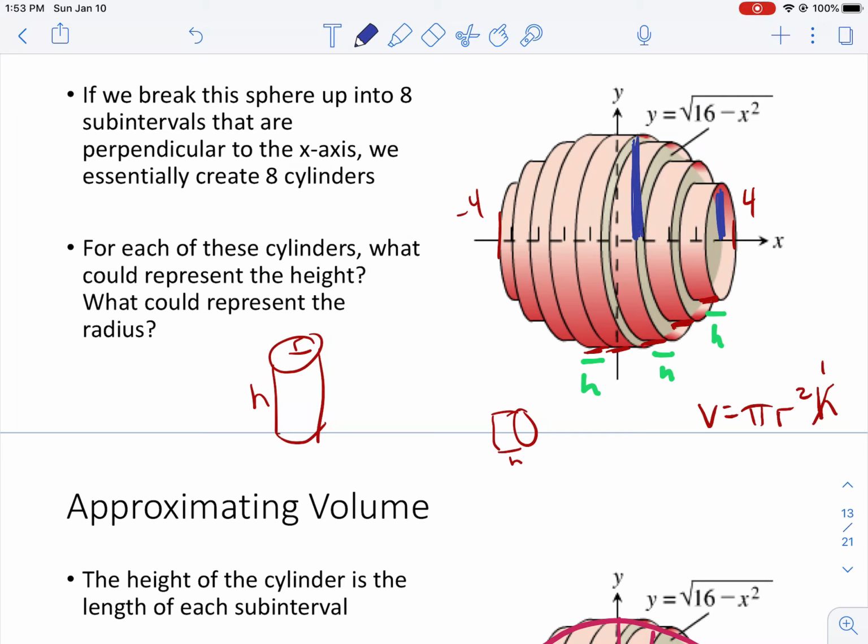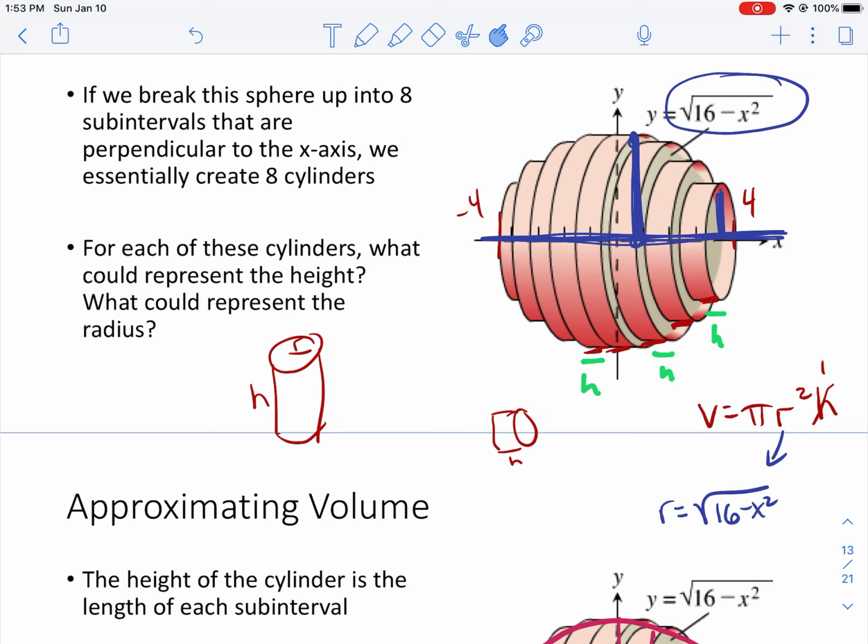How do you get a vertical distance on an xy plane? You do the y value on the top minus the y value on the bottom. Well, the y value on the bottom is always going to be 0 because it's around this x-axis. So my y value on the top is square root of 16 minus x squared. So r, what's going to go in here, is going to be the square root of 16 minus x squared, which will in fact vary by whatever your x is.